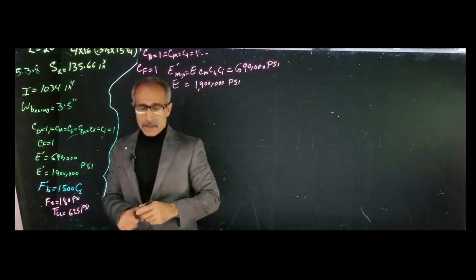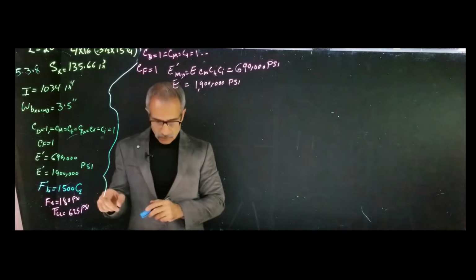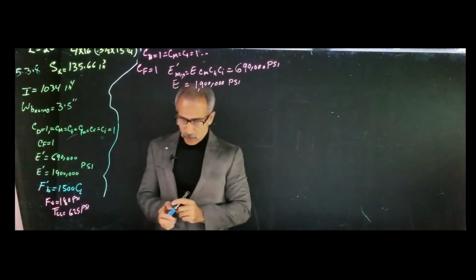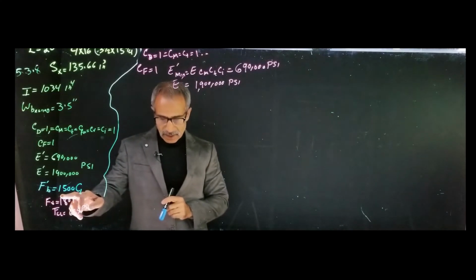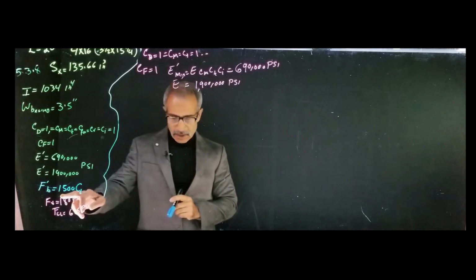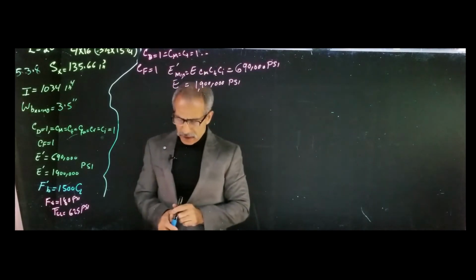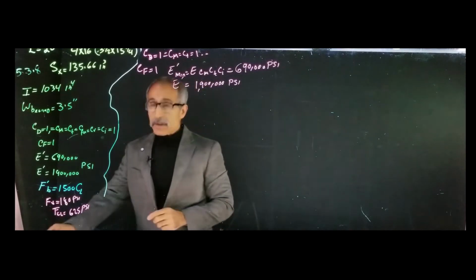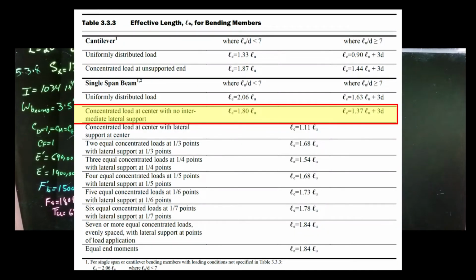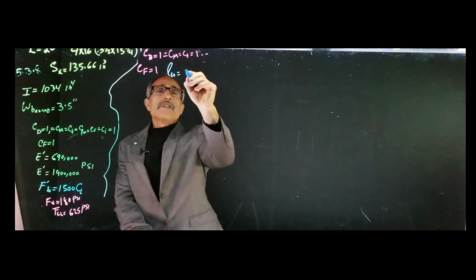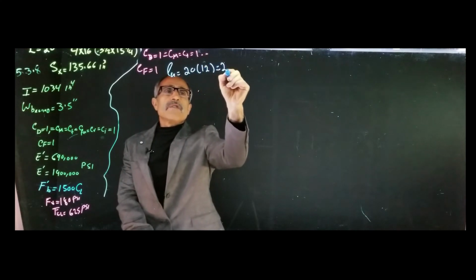Now let's go to F_b'. It comes out to 1,500 times C_L, and we have to calculate what C_L is. C_L is based on the unbraced length, so let's go to Table 3.3. I need the board space. The unbraced length, L_u, is equal to 20 feet, which is the same as 240 inches.